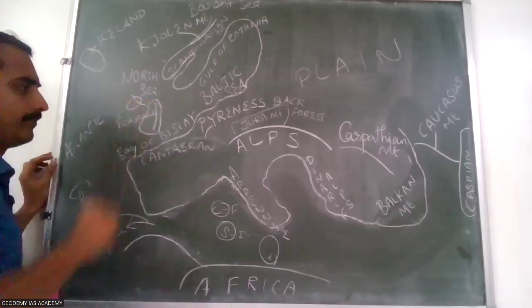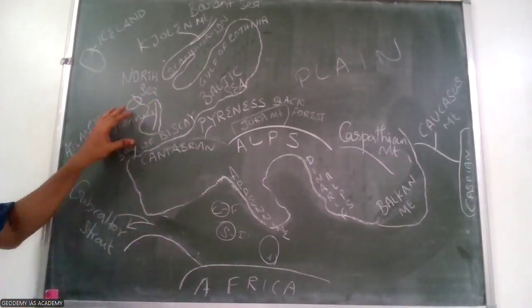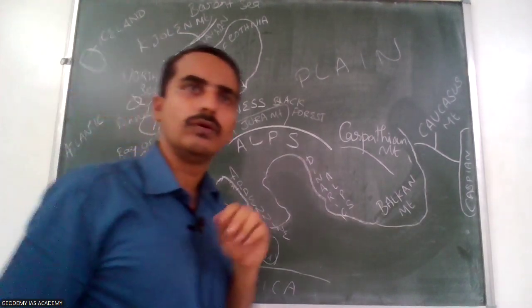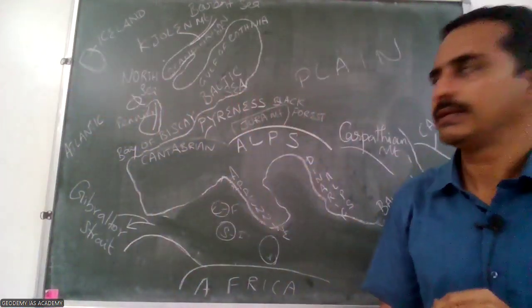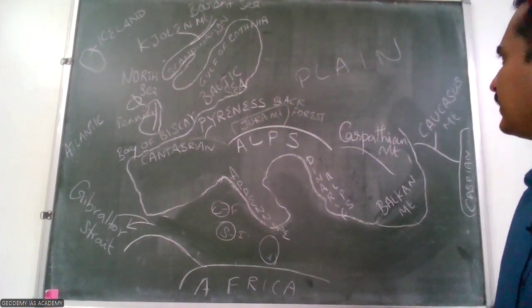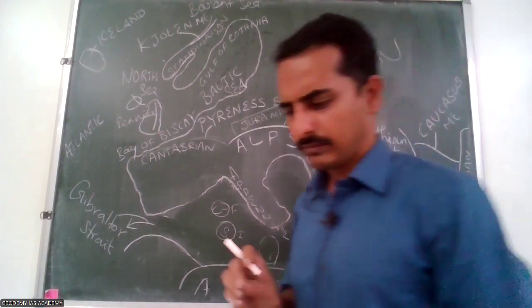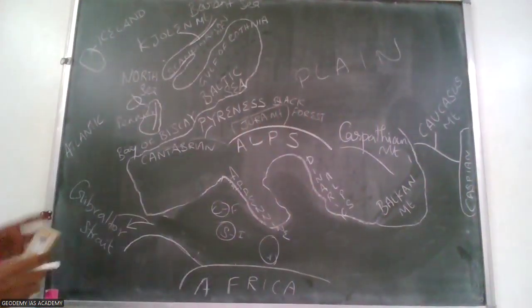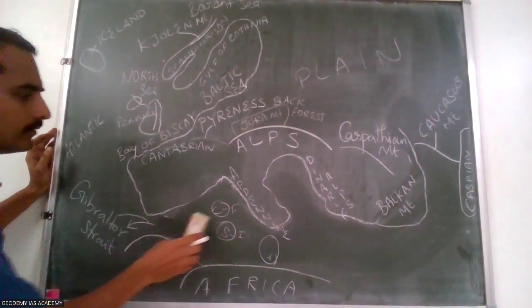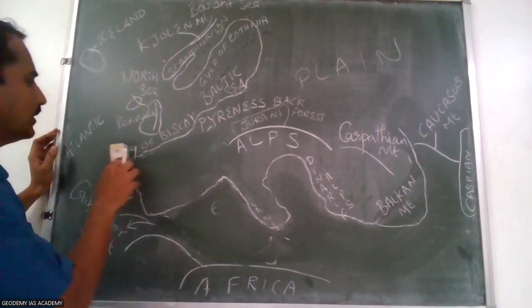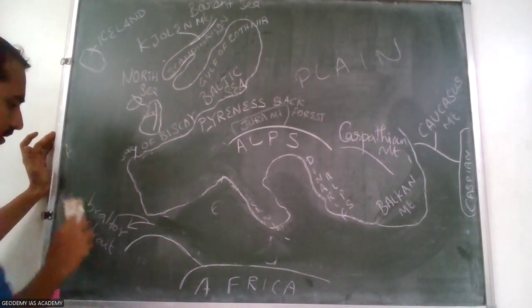The Pennine Mountains, Jolan Mountains, and Scandinavian ranges are the oldest fold mountains, like the Appalachian. Done. Clear? So these are the interior part. It is very simple to remember. First, we discussed the surrounding regions and then the interior physical features.